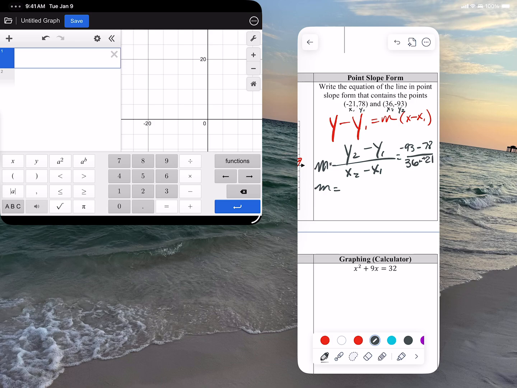So let's do, you know what, let's just do this on a calculator. Guys, it's too early. I don't want to do any math right now. I'm recording this early in the morning.